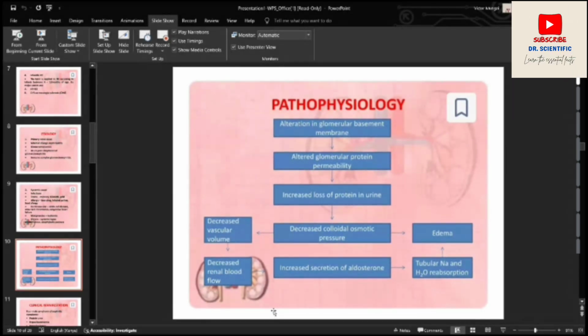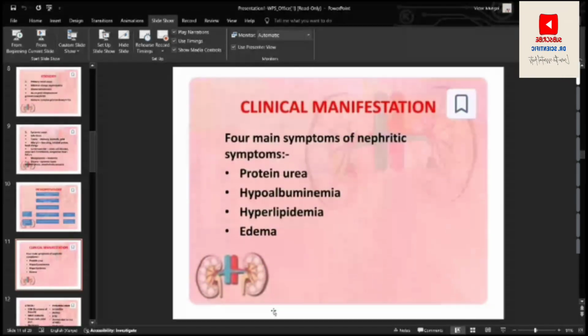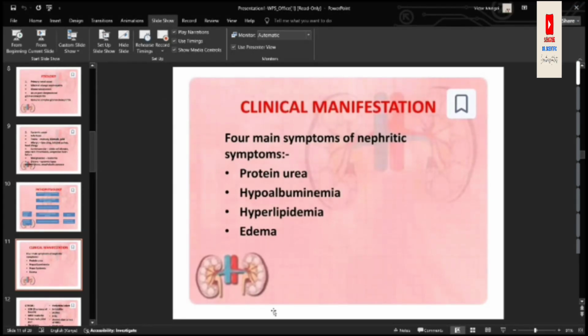So I'll try and explain this. There are four main symptoms of nephrotic syndrome. We have proteinuria: when there's glomerular injury, the basement membrane becomes permeable to protein, and that's why protein will be present in your urine. And then we have hypoalbuminemia, which is just low levels of albumin in the blood.